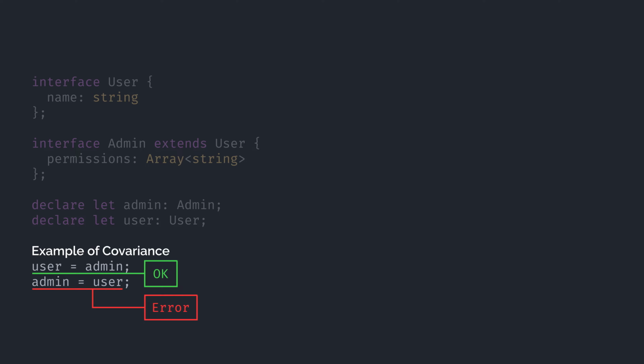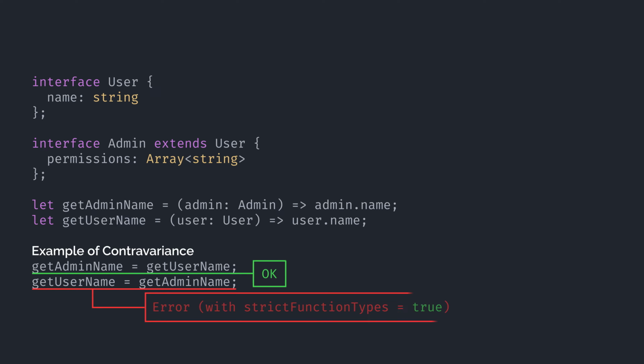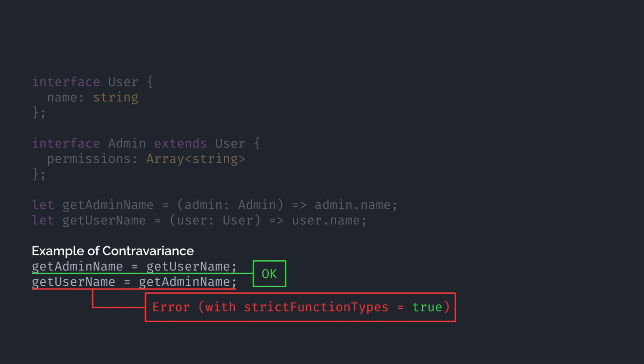Contravariance would be the opposite, being able to set a broader type to a more specific one. Functions are a good place to find contravariance. For example, let's define a function to get the name of a user and another to get the name of an admin. GetUsername is broader than GetAdminName. So, assigning GetUsername to GetAdminName is an example of contravariance. Again, bivariance is when you have both covariance and contravariance.